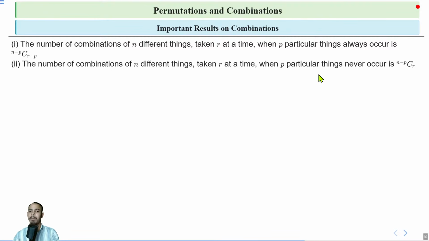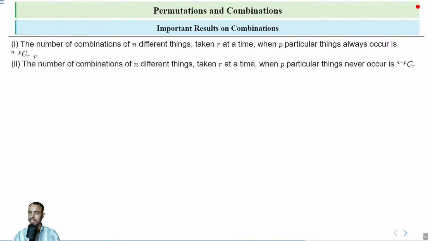Clear? So p particular things never occur means p particular things are forbidden, so you just have the remaining n minus p different things. And you are taking r at a time, so in how many ways can we take r different items from n minus p different things? So the number of combinations of n different things taken r at a time when p particular things never occur is (n minus p)Cr.